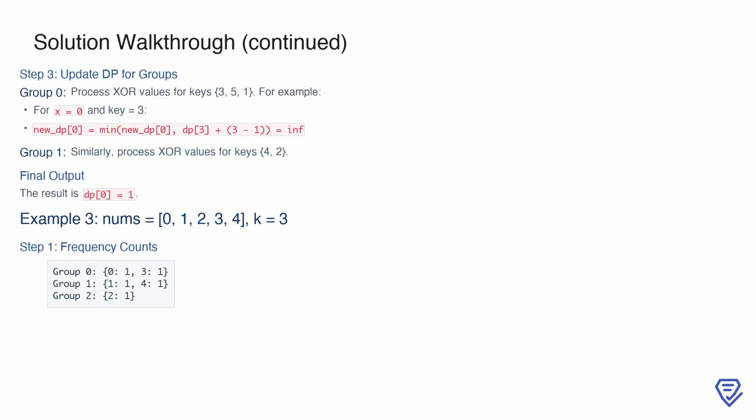Now, in the final example, when nums is 0, 1, 2, 3, 4, and k is 3, the numbers are divided into three groups based on their indices modulo k. Group 0 contains 0 and 3, group 1 contains 1 and 4, and group 2 contains 2. The frequencies for each group are calculated accordingly.